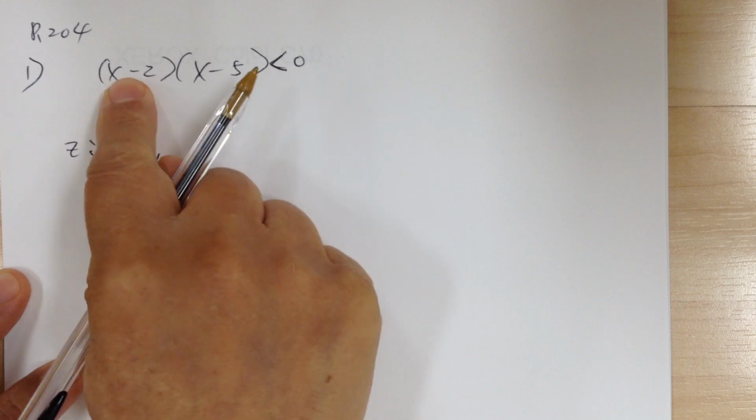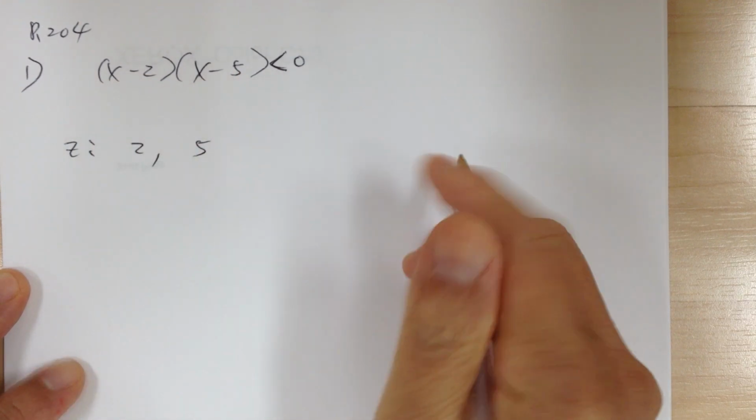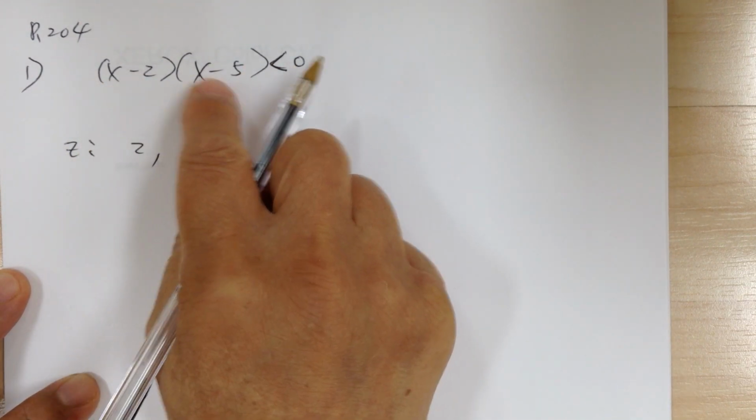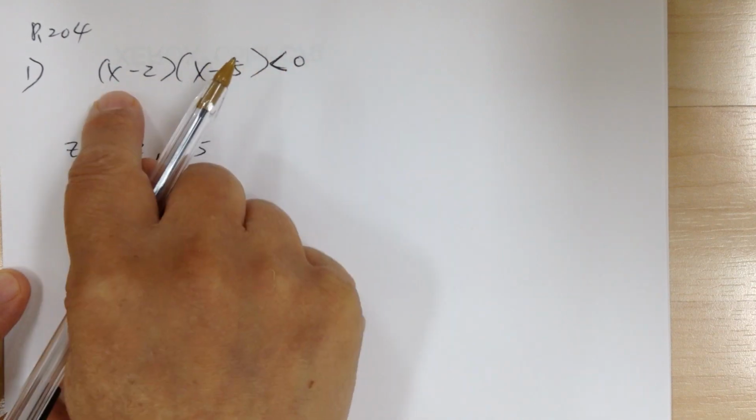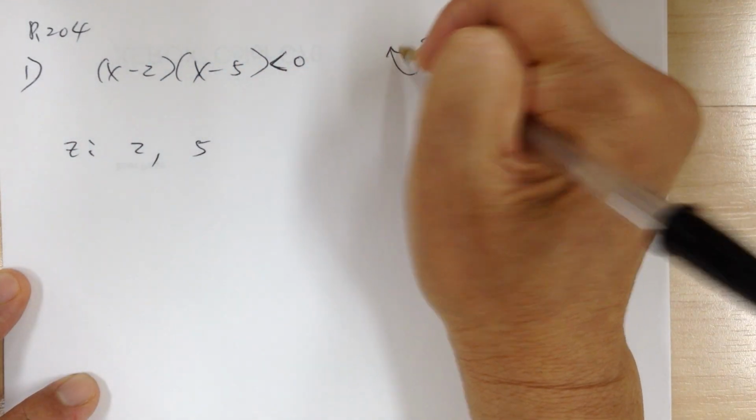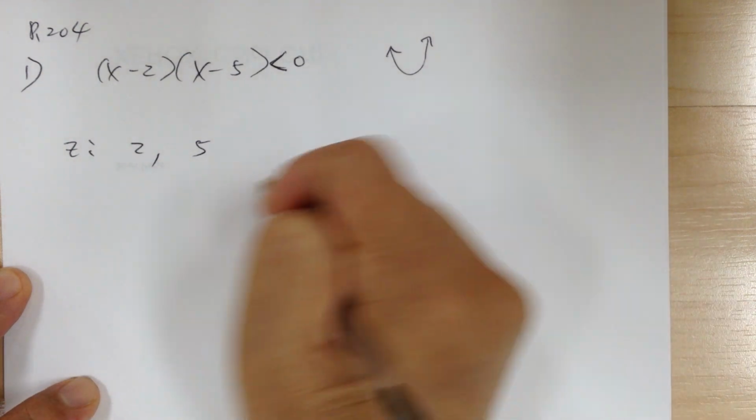When you put a 2 over here, it will give you 0. Put 5 in here, it will give you 0. Now to find the shape, this is x times x, which will give you x squared, so your shape will look like this. So let's go and sketch.